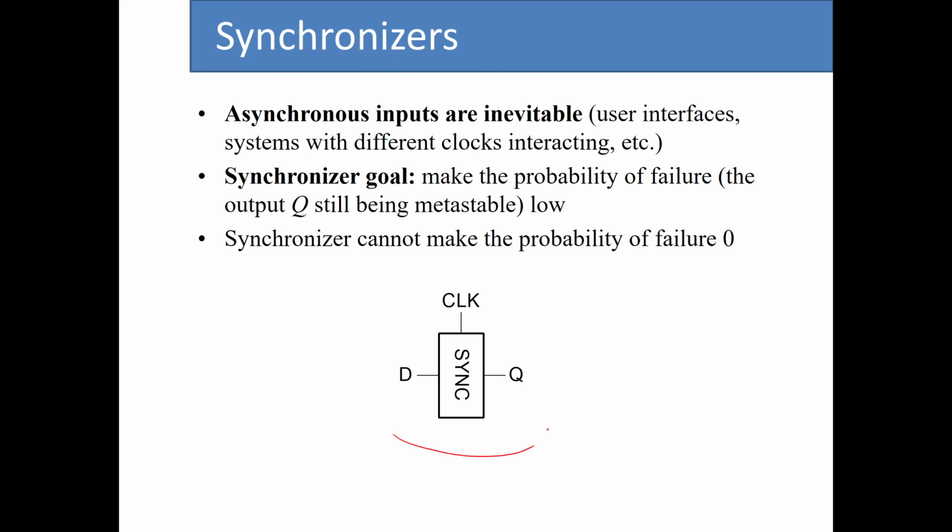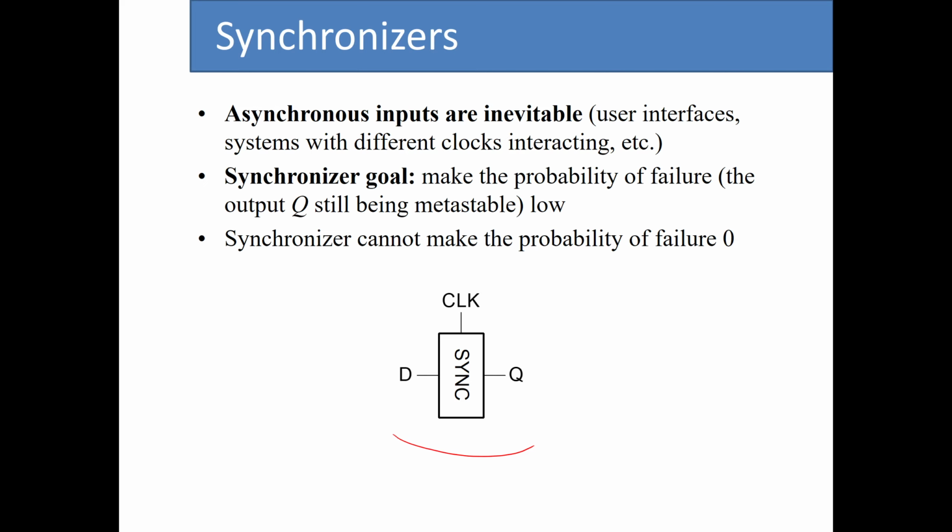So this is the symbol that we use for synchronizers in digital logic circuits. We have the data input that goes to a box. We have the Q, and then we have the clock signal. But you might ask how this synchronizer is being built. So the answer to this question is kind of straightforward.